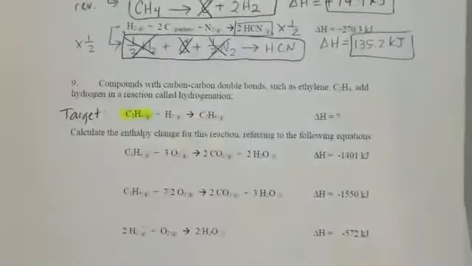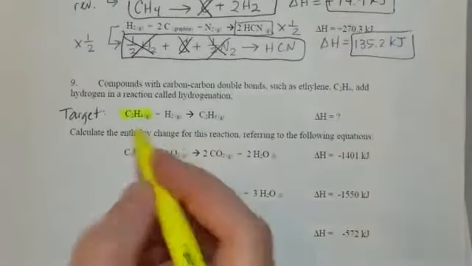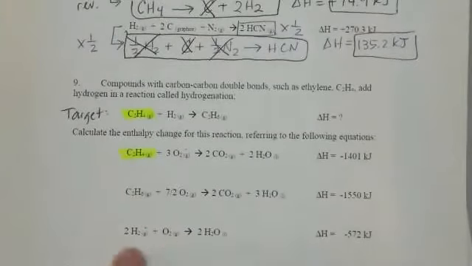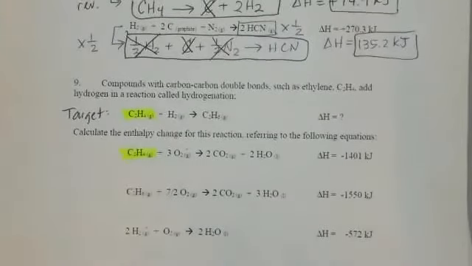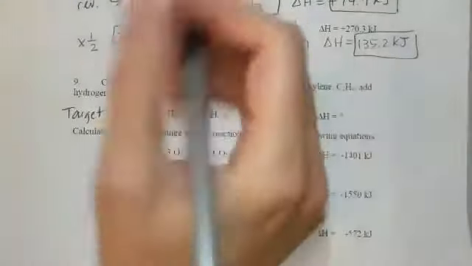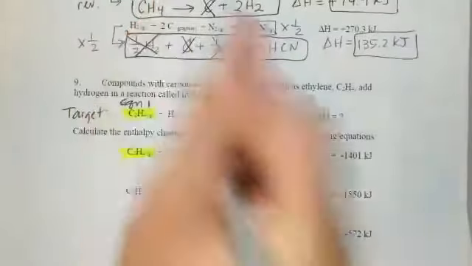So I'm going to start with my ethylene or ethene, C2H4. When I look, I see it in this first equation. I don't see it in the second equation or the third equation. So the ethene or ethylene is going to come from equation 1. Let me be consistent with my pens. So this is going to come from equation 1.